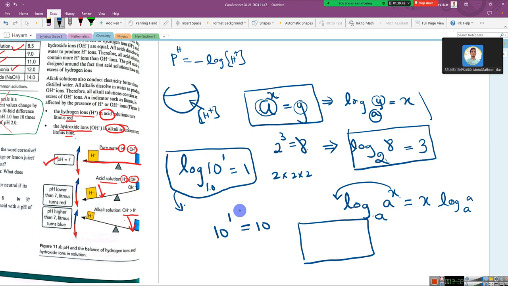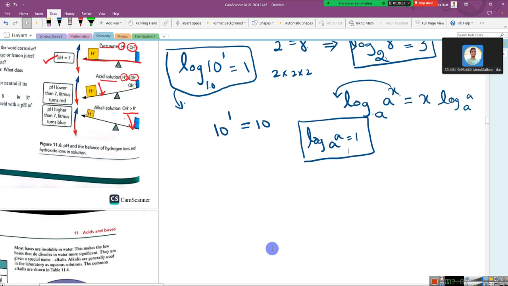So now we have to study some basic logarithmic rules. Log a is equal to 1. Right? Now these things we will study in mathematics, right? Now another thing you have to know is, for example, if you have log a divided by b.